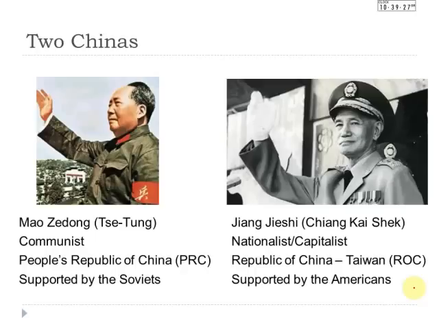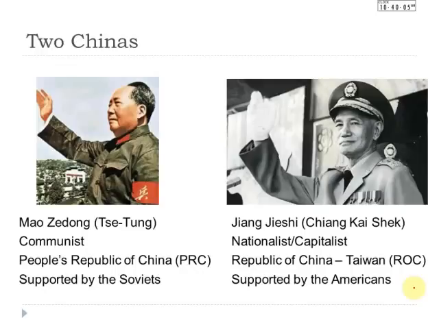Two Chinas emerge. The China that won stayed in mainland China and came to be ruled by Mao Zedong, the communist ruler who ends up ruling mainland China, which becomes known as the People's Republic of China, or the PRC, supported by the Soviets. The Chinese supported by the Americans, who lost, fled China and moved to Taiwan. They became the exiled Chinese government that believed themselves to be the true China, and they called themselves China. In this case, the Republic of China.